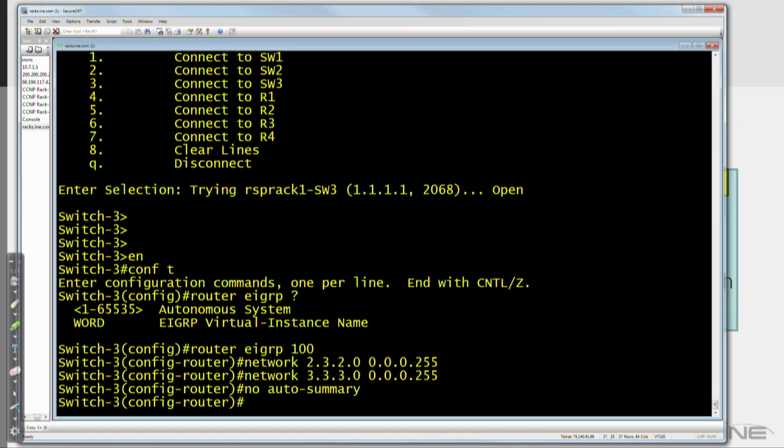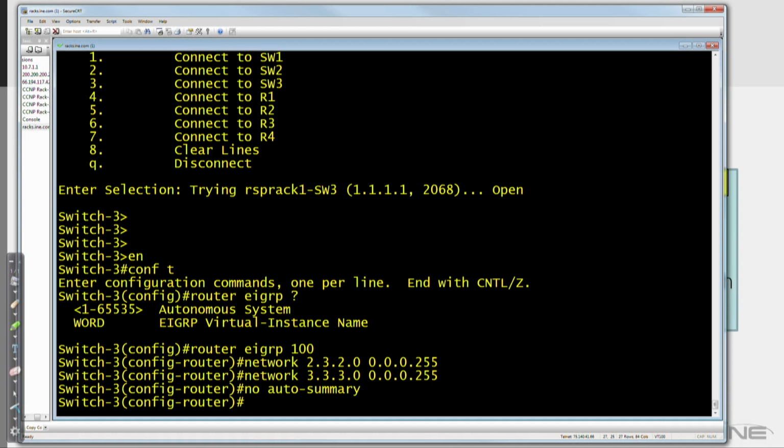Which means don't automatically summarize things. If I want to do summarization of networks, I want to have control over it. I want to use specific commands so I can control what gets summarized and what doesn't. So that's what no auto-summary says: do not summarize.